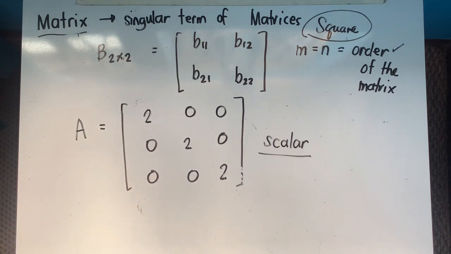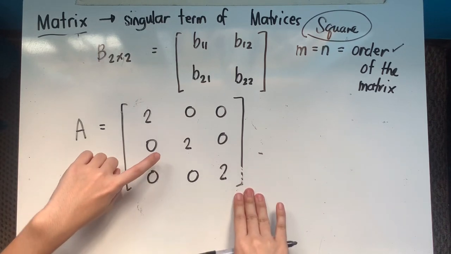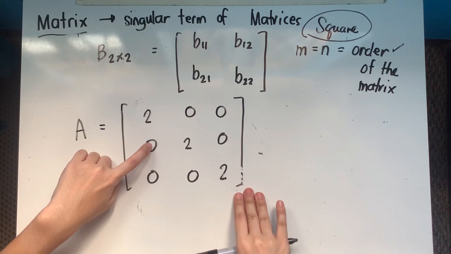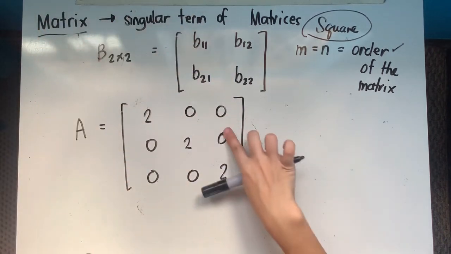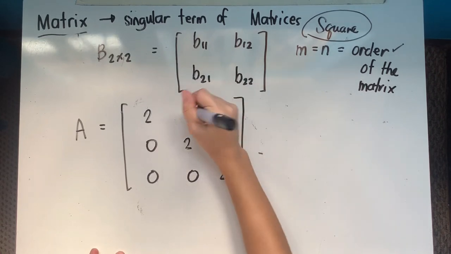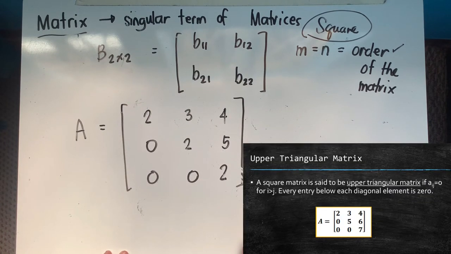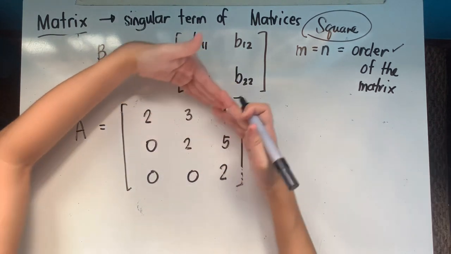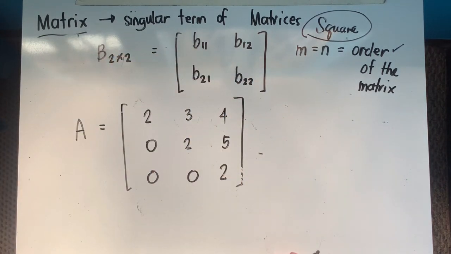Next, if your square matrix is not a diagonal matrix, but every entry below the diagonal elements is 0, so it is not a diagonal matrix. For example, if every entry below the main diagonal is 0, meaning the ones above are non-zero, so let's change this. See, this is 3, 4, 5. Then this is considered an upper triangular matrix, because only the upper triangle of your square has entries, or only the upper triangle of your square has non-zero entries. Therefore, we call that an upper triangular matrix.